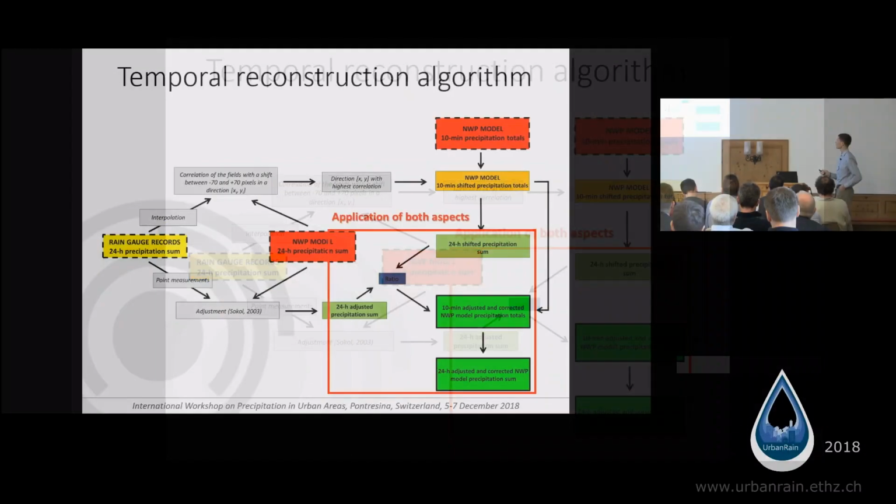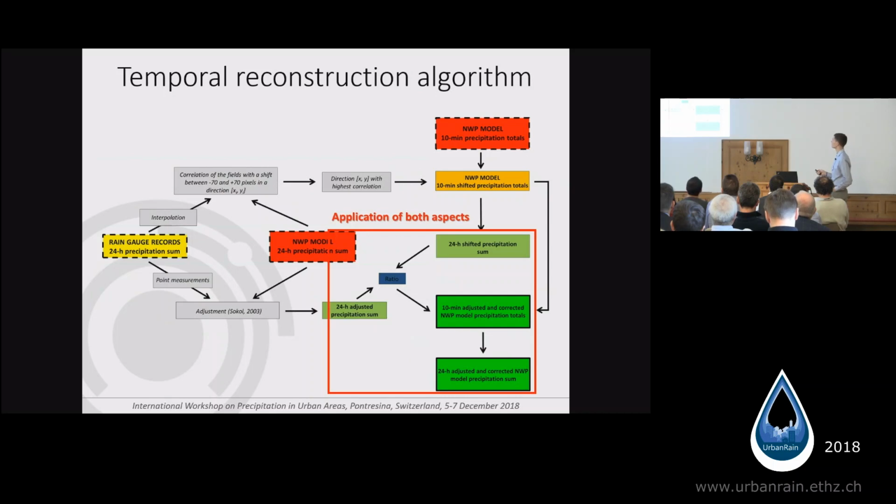Finally, we accumulate those 10 minutes in 24 hours and compare those two sums to get the ratio that is then used for multiplication of all 10-minute shifted precipitation totals. So in this way, we get 10-minute reconstructed precipitation reforecast and their 24-hour accumulation.